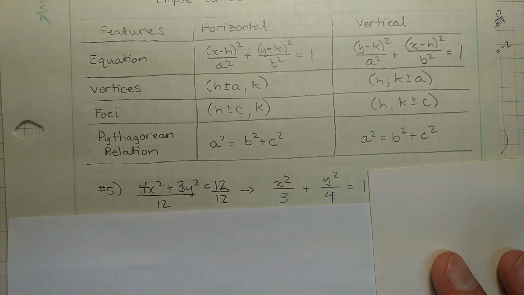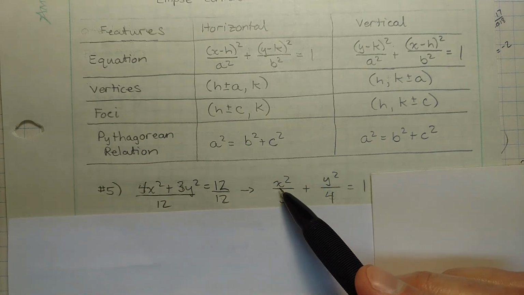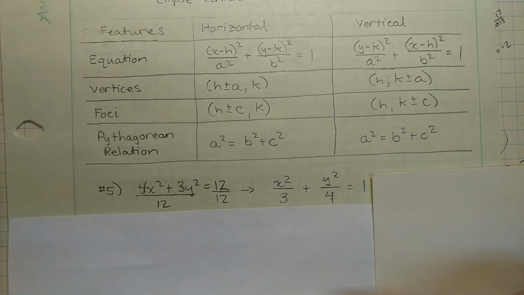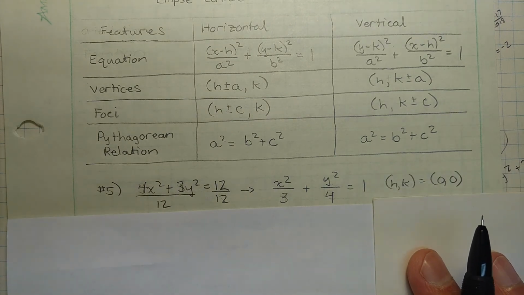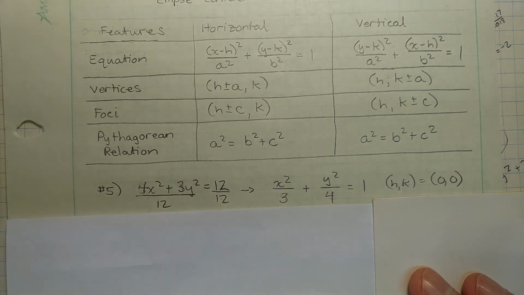Now it's pretty easy to pick out h and k. Nothing is added or subtracted from the x and the y, so we know it's centered at the origin. h and k are both 0. So that's pretty easy. So I found the vertex. Now I have to find the foci, which means I have to find c.